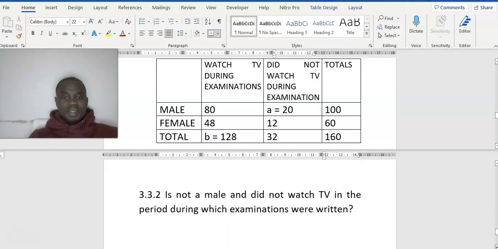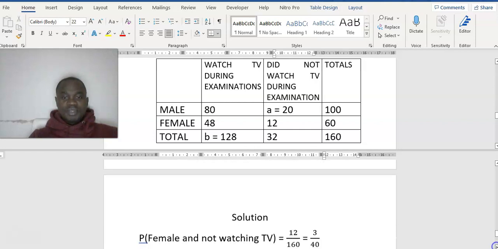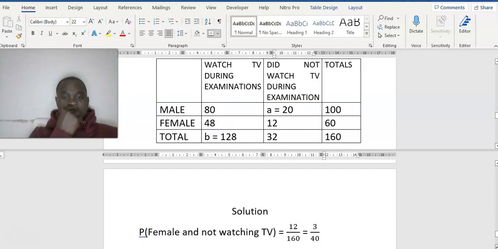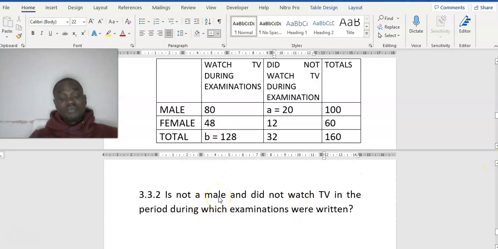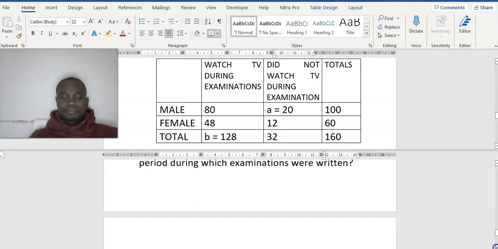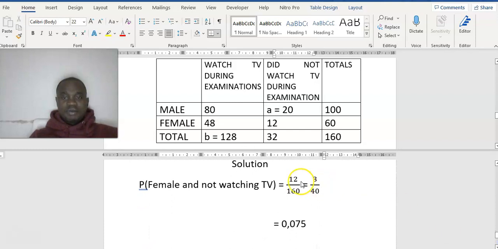Then it's not a male and did not watch TV in the period during which examination was taken. So if it's not a male, because the question says it's not a male, then it's a female. So they want females that did not watch TV. So female that did not watch TV, which is 12 over 160. This 12 over 160 gives us 3 over 40.